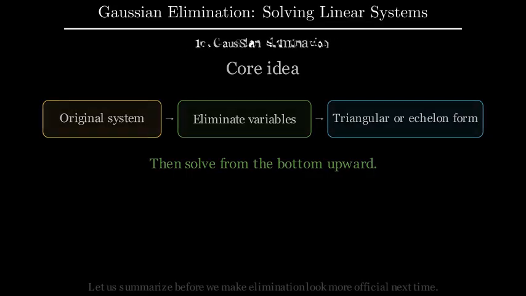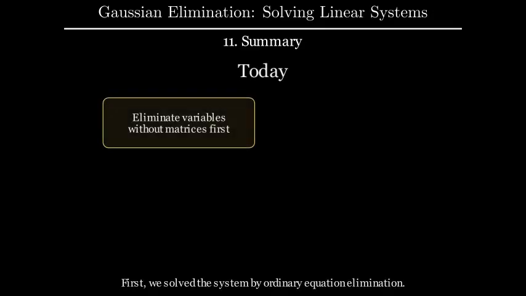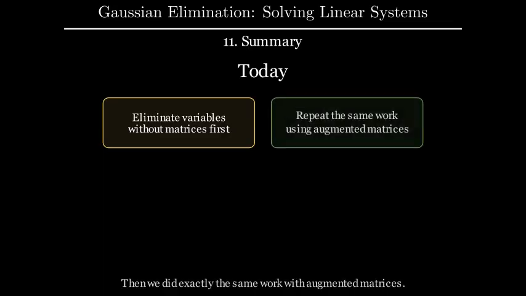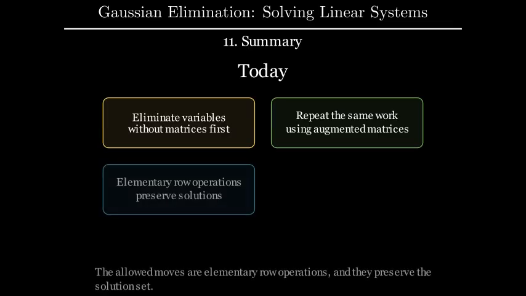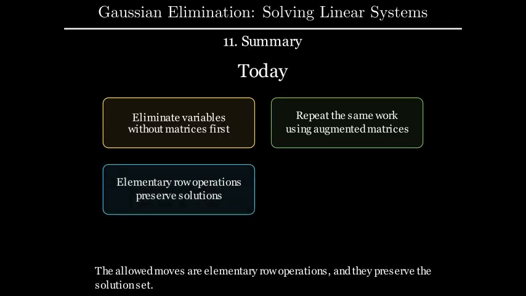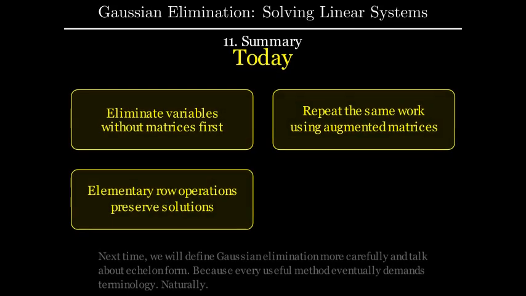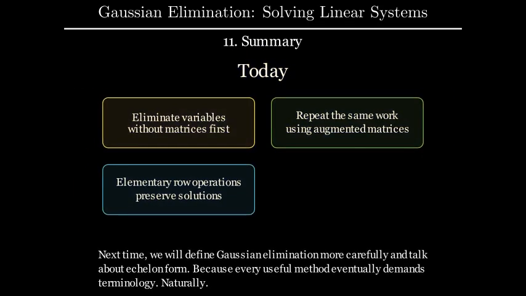Let us summarize before we make elimination look more official next time. First, we solved the system by ordinary equation elimination. Then we did exactly the same work with augmented matrices. The allowed moves are elementary row operations and they preserve the solution set. Next time, we will define Gaussian elimination more carefully and talk about echelon form. Because every useful method eventually demands terminology. Naturally.